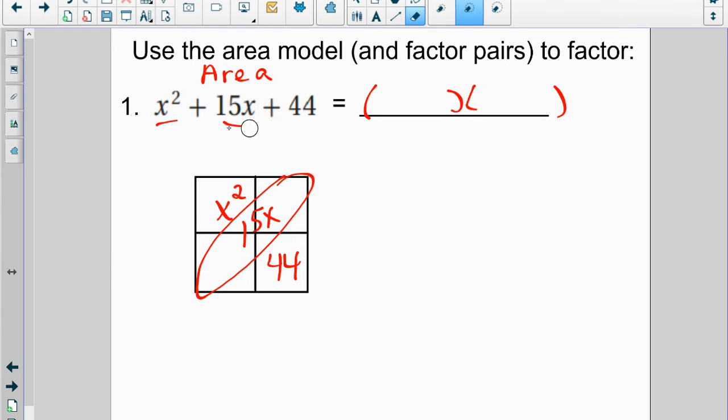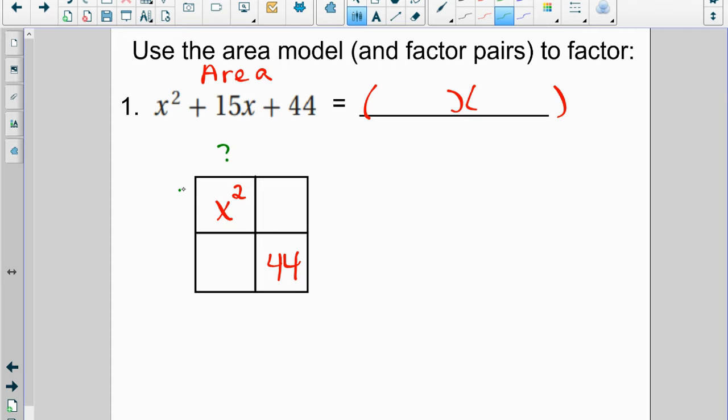So the real task is starting with what we know has to be true, that the first box is x squared and the last box is 44, and using that to try to figure out the rest of the puzzle. So if we were to factor and think about what times what equals x squared, really the only option is x times x. So that's a must. The rest of it is, what are my factors of 44? What times what is going to equal 44?